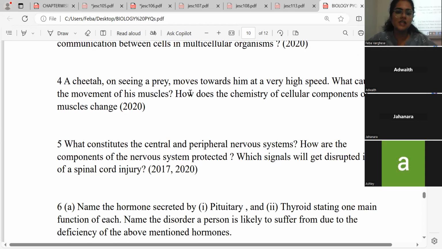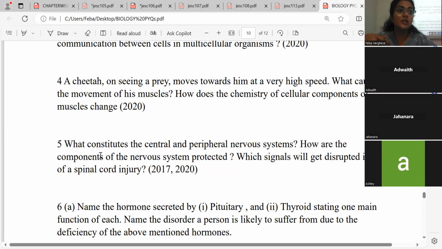All right. Now the 4th question. A cheetah, on seeing a prey, moves towards it at very high speed. What causes the movement of its muscles? How does the chemistry of cellular components of the muscles change? You have to write about both the neuronal and the endocrinal mechanism over here. Adrenaline release will of course happen, and the sight of the prey is a stimulus for this organism. It's going to increase the heart rate and affect the muscle contraction.